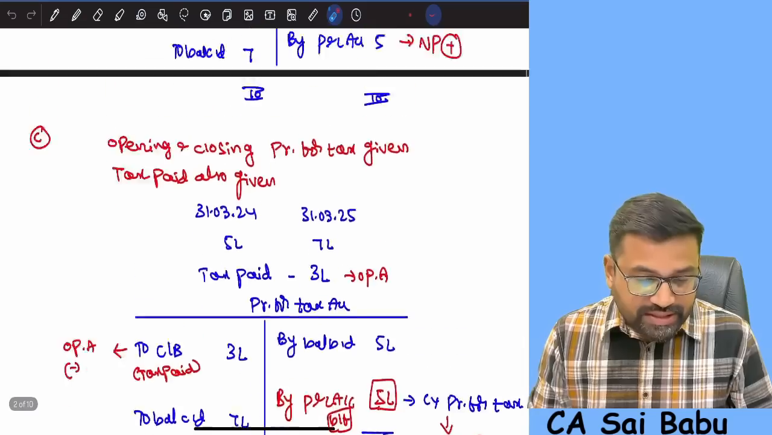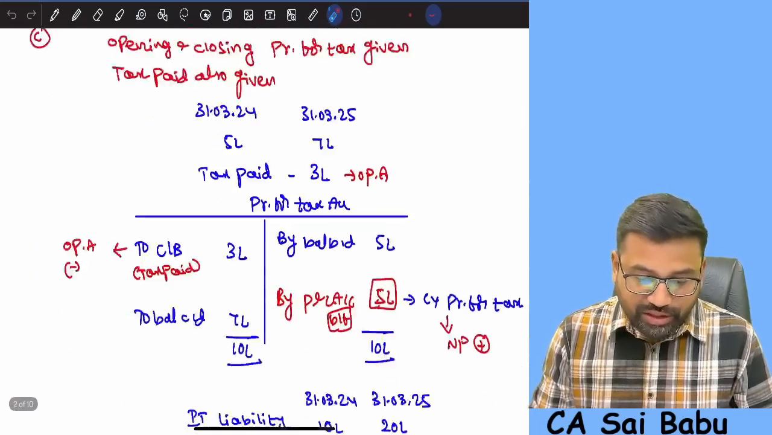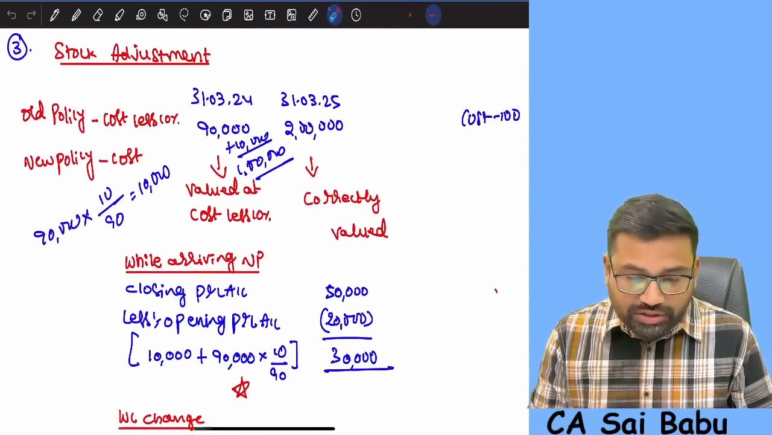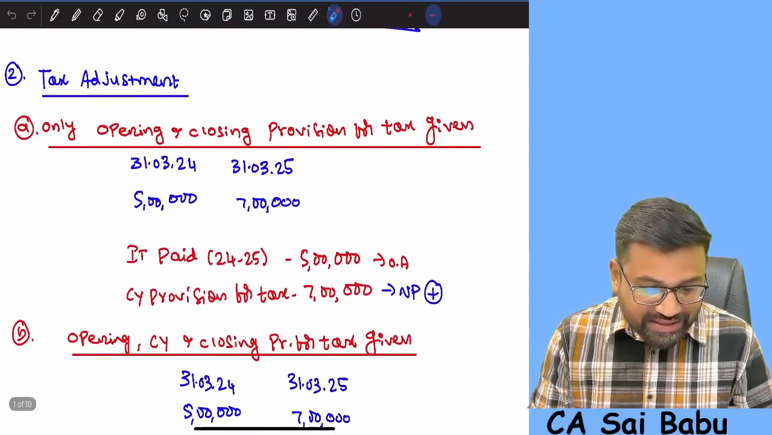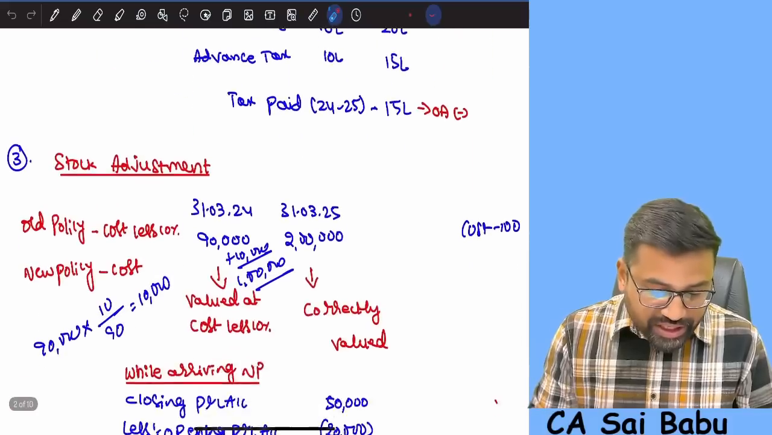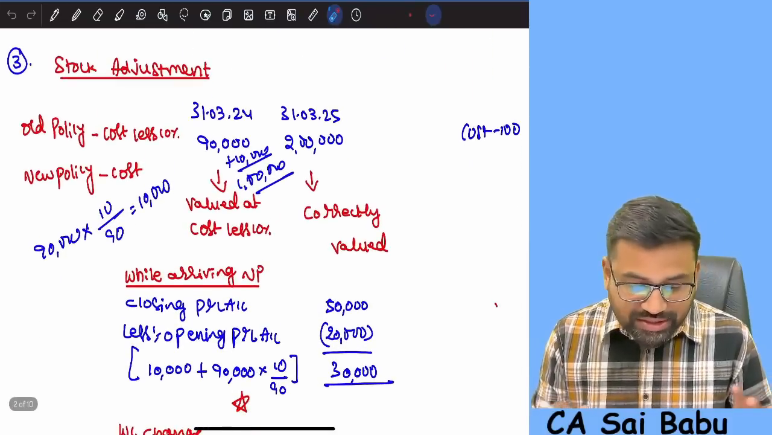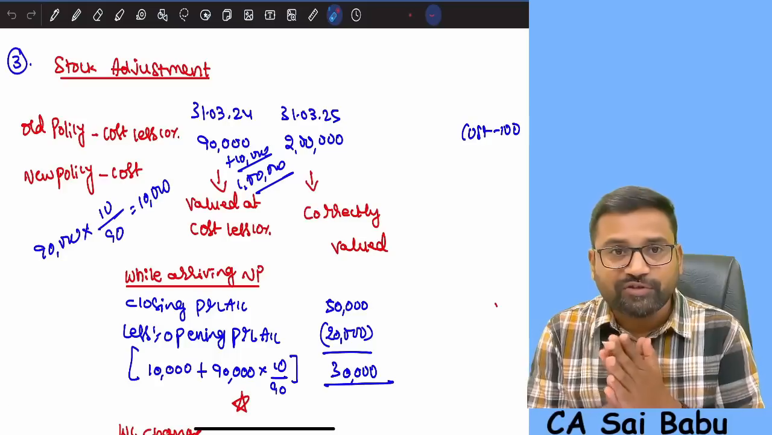So this is the second adjustment, sir, stock adjustment. Now tax adjustment, sir. This is the tax adjustment we have completed. Now next one, stock adjustment, sir. Sir, what is this stock adjustment? Listen to me carefully, sir. Very, very important.